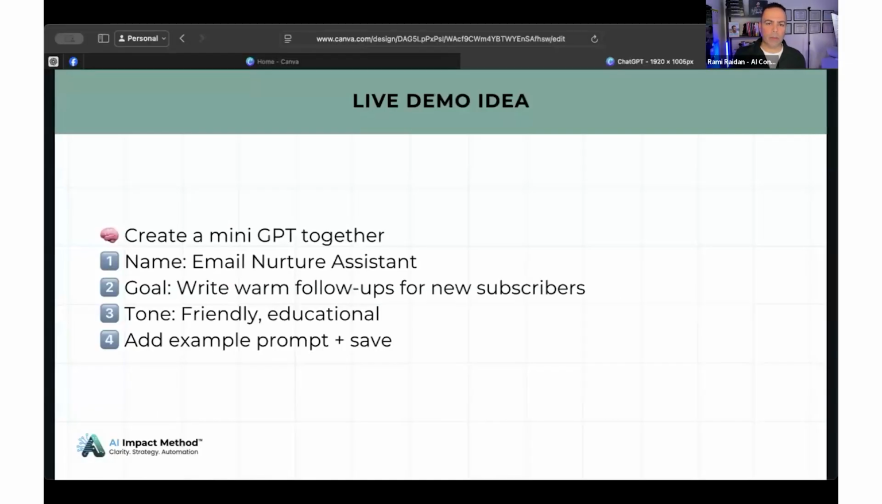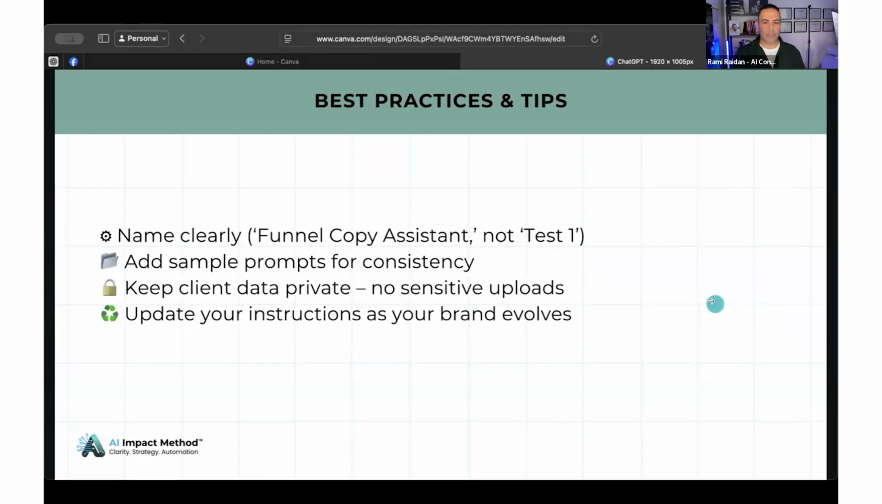So let's go back to the other screen. And I don't want to go over time. I plan to have two hours for this workshop, and I want to have a Q&A so you can ask me. Again, best practice: name it clearly, like funnel copy assistant or email assistant, and don't do test one, test two, test three, right? Be more clear on the name.